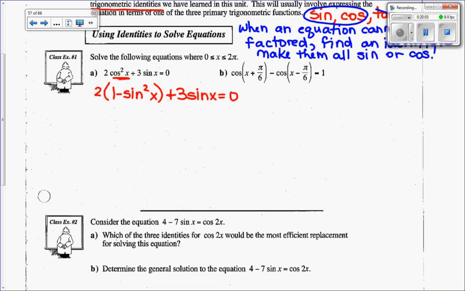Because it is an equation, it's going to equal 0. Now I have them all sine. It's much easier to work with when you have it all sine, because now I can actually solve the equation. So I'm going to multiply this 2 back into the equation by distributing it, multiplying it by that and by that. So that gives me 2 minus 2 sine squared x plus 3 sine x equals 0.